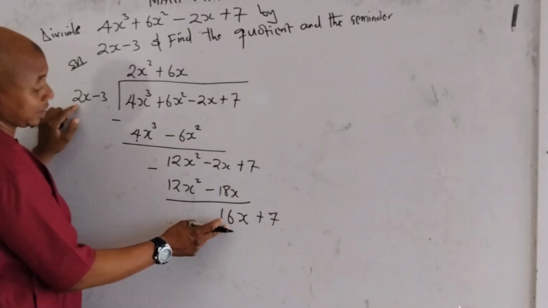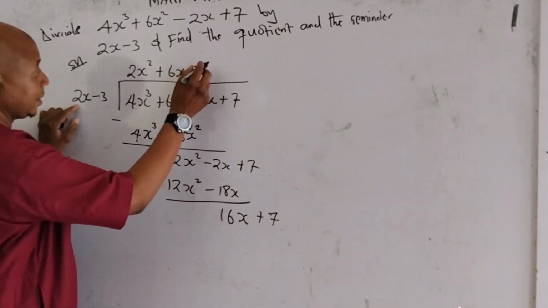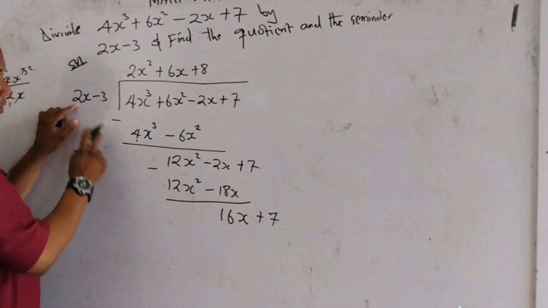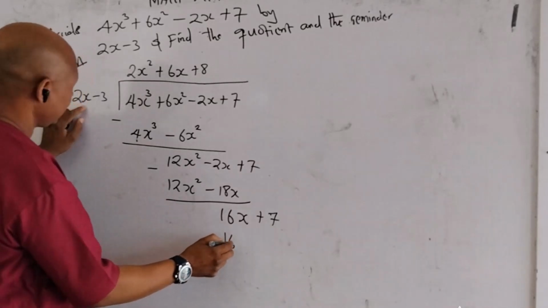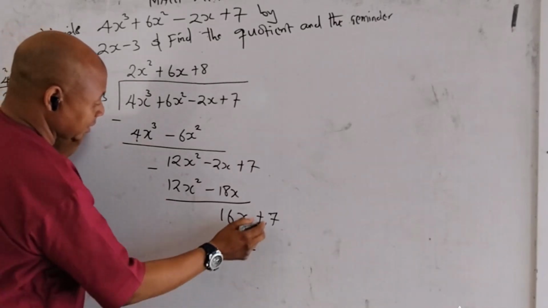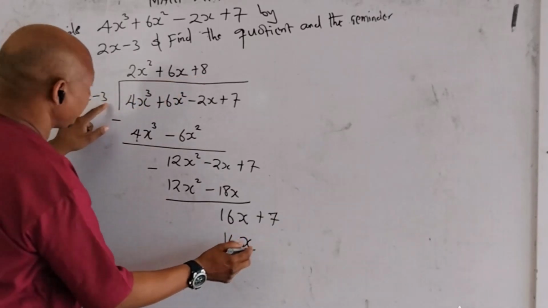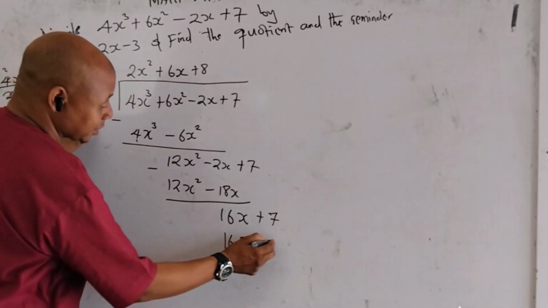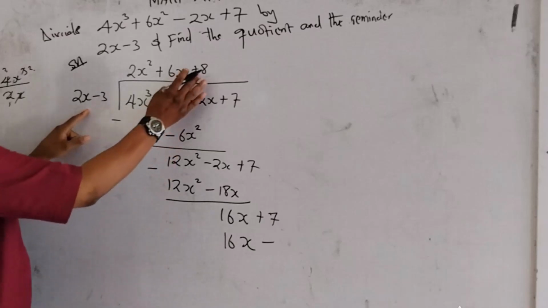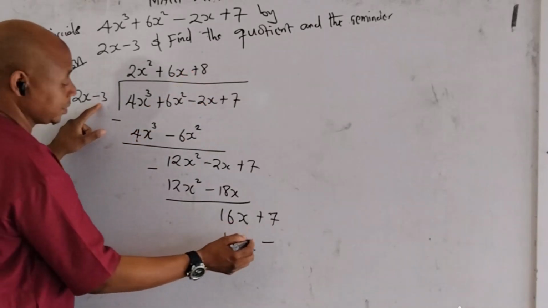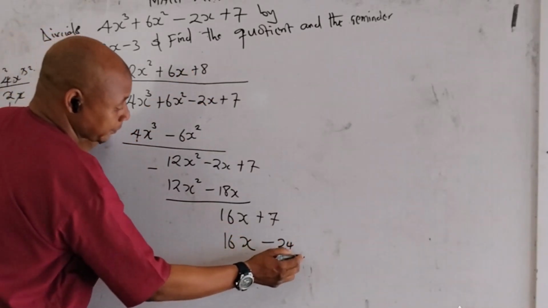2 into 16 is 8 times, so we have plus 8. 8 times 2 is 16, times this x, we have 16x. So again, 8 times 3, we have plus times minus is minus. 8 times 3 now is 24.